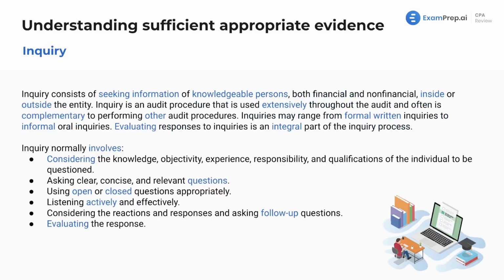Inquiry. Let's dive into this procedure of inquiry. Inquiry consists of seeking information of knowledgeable persons, both financial and non-financial. You can inquire of management, you can inquire of the board of directors, you can inquire of certain employees in the entity. Inquiry is an audit procedure that is used extensively throughout the audit and is often complementary to other audit procedures. Inquiries may range from formal written inquiries to informal oral inquiries. Evaluating responses to these inquiries is an integral part of the process.